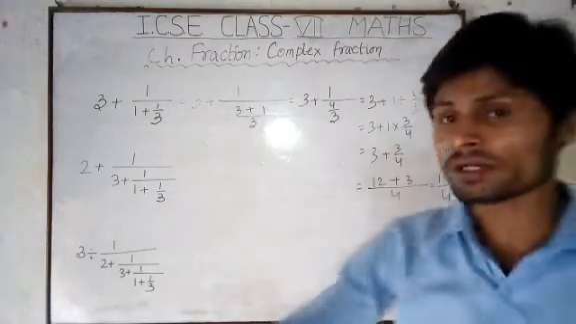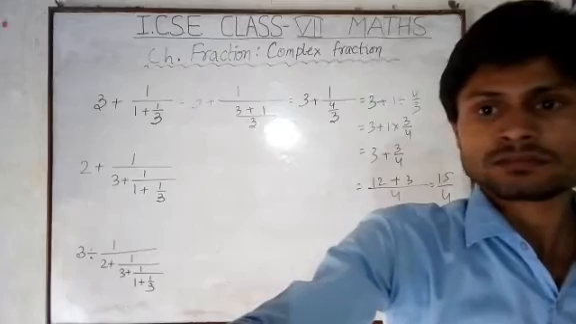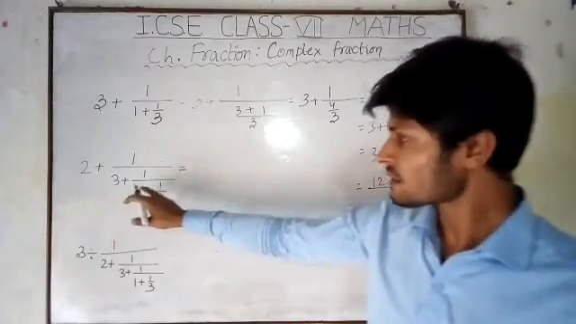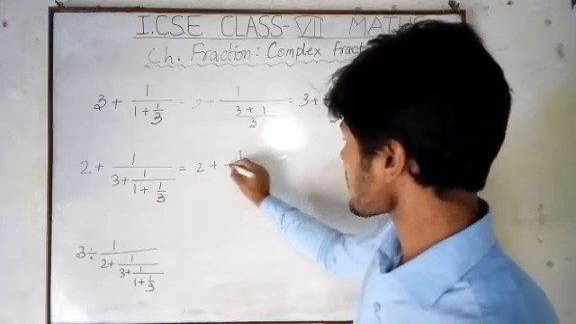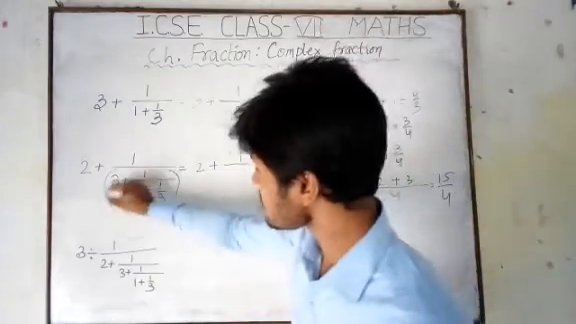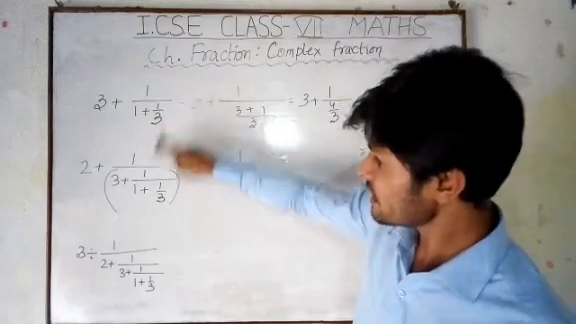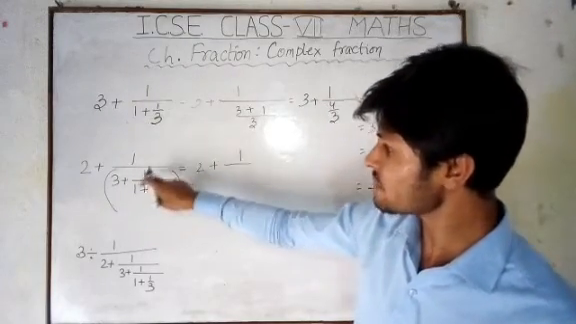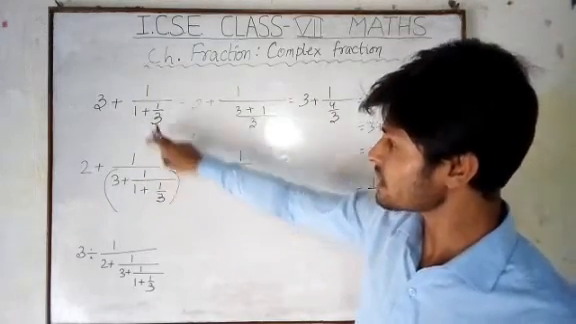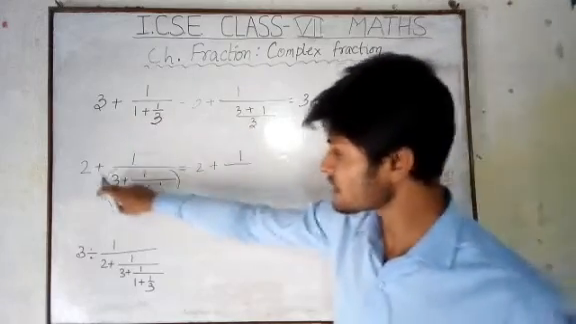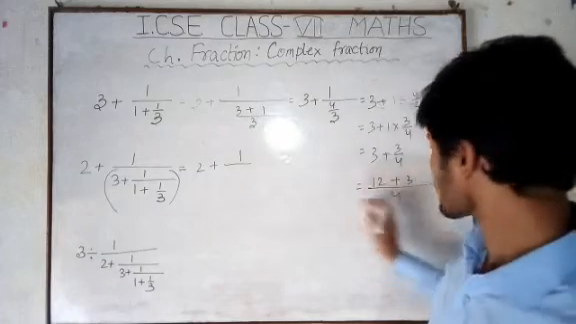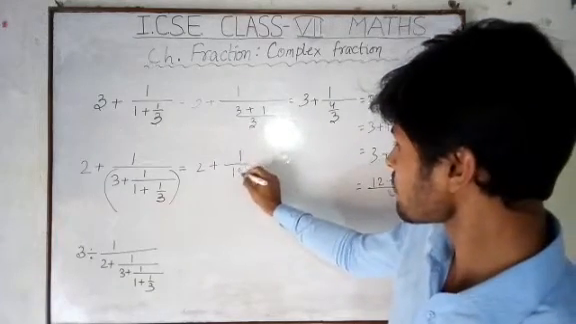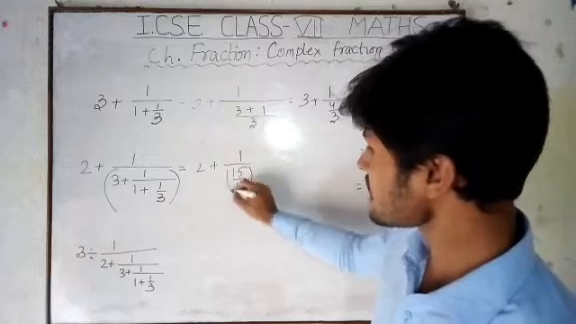Now see the second one. Here we have 2 plus 1 by, and this term is the same as in question 1: 3 plus 1 by 1 plus 1 by 3. So if you solve from the last, following the same order, we will get the answer 15 by 4 for this part only.